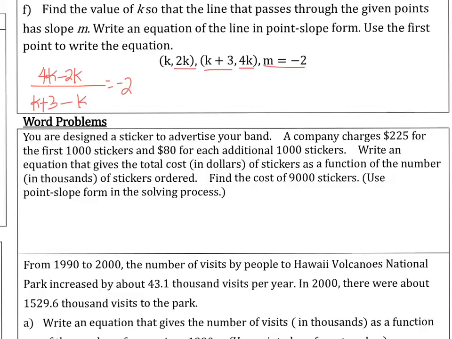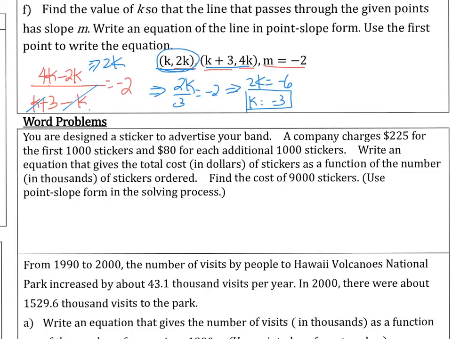So 4k minus 2k gives you 2k. K and -k cancel each other out. So then we have 2k over 3, which equals -2. So 2k equals -6. K equals -3. Now once you have your value of k, you can evaluate these points to find out what they are. So for this first point here, k will be -3, and 2 times -3 will be -6. Now we don't have to evaluate the second point because the problem asks you to use the first point to write the equation in point-slope form.